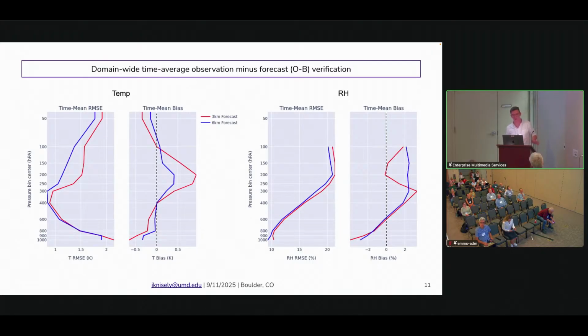We have temperature off to the left, RMSE and bias, relative humidity off to the right, again, RMSE and bias. Don't have time to dig into all of this, but I do want to highlight a few key items, namely the strong and negative temperature bias for the 3 kilometer at the surface, the strong positive temperature bias aloft, and also you'll notice a dry bias in the relative humidity at the surface.